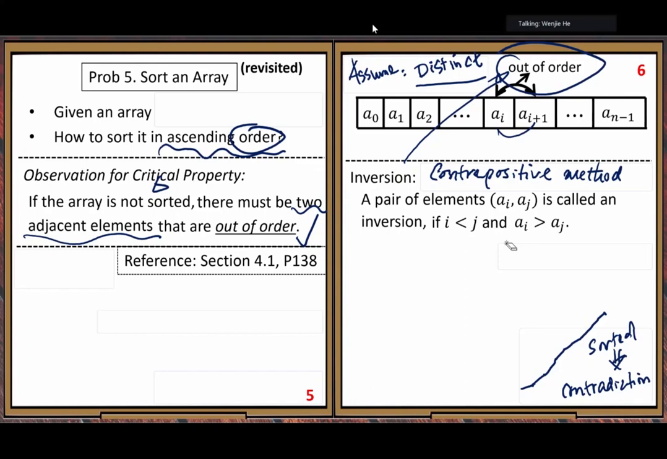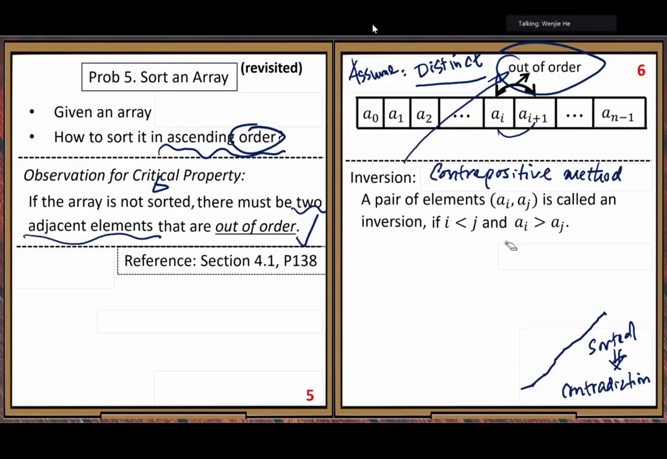Next, if you detect one inversion, how do you fix it? Assume you do one comparison between two elements, and you find it is an inversion. So how do you fix it?